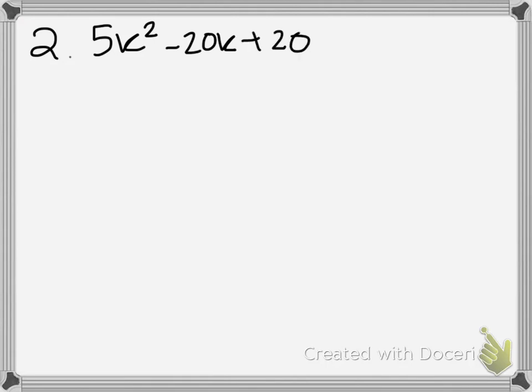For number 2, this problem is 5k squared minus 20k plus 20. Again, when you look at your numbers, you can tell all of these numbers are divisible by 5, meaning I can divide 5 out. That number has to be in front, so make sure that you carry it down. The 5 and the 5 for the first term are going to cancel out, so they go bye-bye.